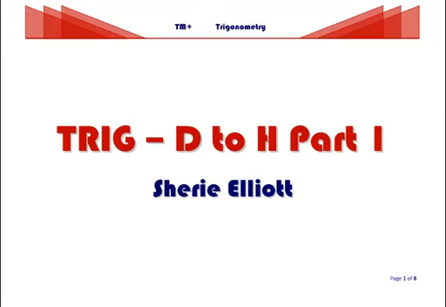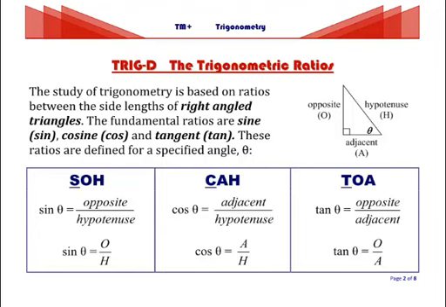This is the first video for sections D to H of the trigonometry module. In this video we're looking at the trigonometric ratios. Now you need to remember that the study of trigonometry is based on ratios between the side lengths of right-angled triangles. Okay, the fundamental ratios are sine, cosine and tangent, and these ratios are defined for a specified angle theta.